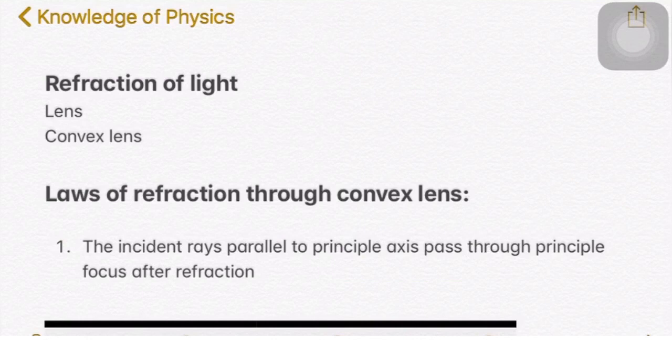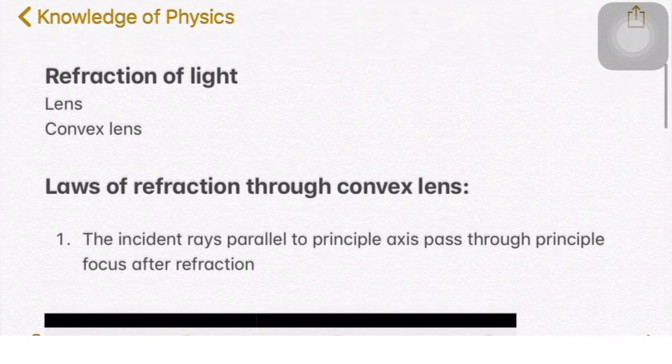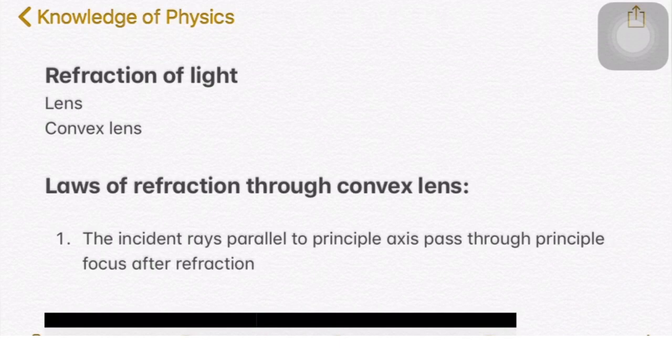Media can be of different types, for example air, glass slab, lens, mirror, etc. For example, when light enters from air into a glass slab or glass medium, the light ray changes its direction at the boundary between the air and glass. This is refraction of light.